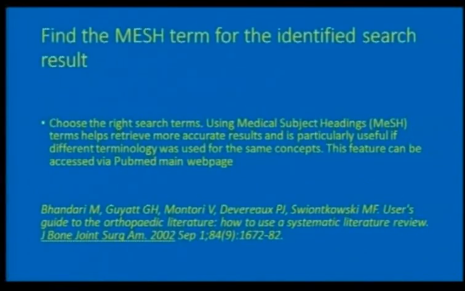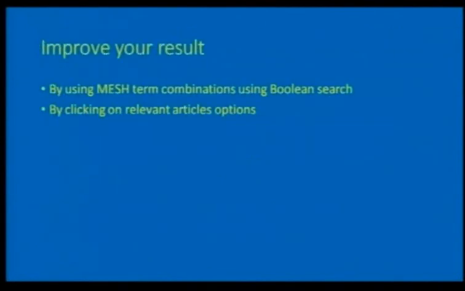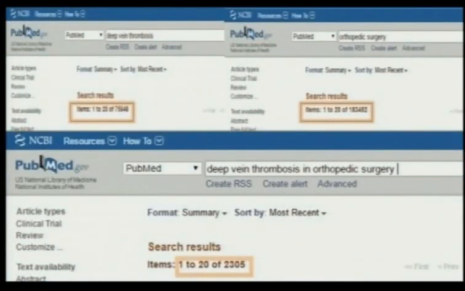But the recommended method is first you identify the MeSH terms that will closely match your research question, and then once you have some results, you go into the MeSH terms of each result and combine them with the PubMed Booleans. So these are the two ways, as I said: either you can use the MeSH terms or you can click on the relevant article.